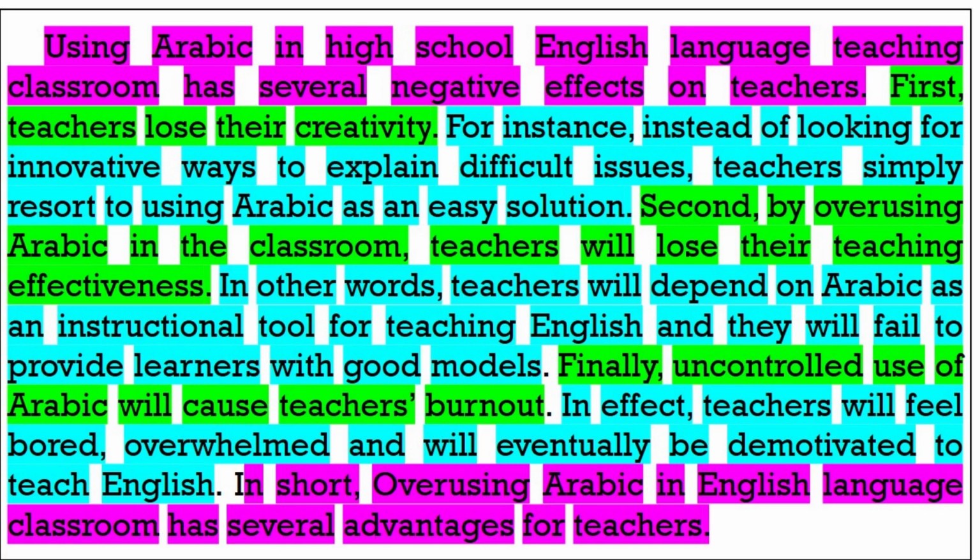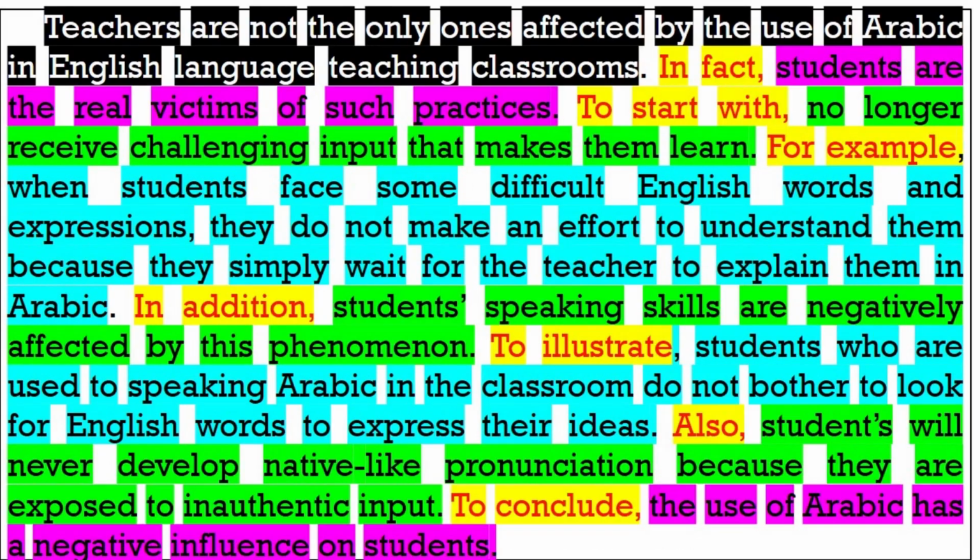We can say that here the topic sentence is: using Arabic in high school English language teaching classrooms has several negative effects on teachers. Then when we move to the next paragraph, we're going to find a transition sentence. Teachers are not the only ones affected by the use of Arabic in English language teaching classrooms. This is not the topic sentence because in the second paragraph we are not going to talk about the negative effects on teachers, but we are going to talk about the negative effects on students.